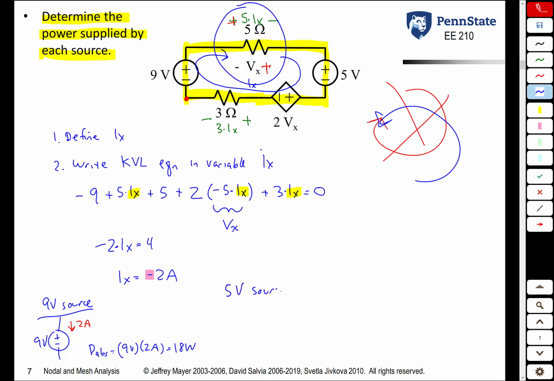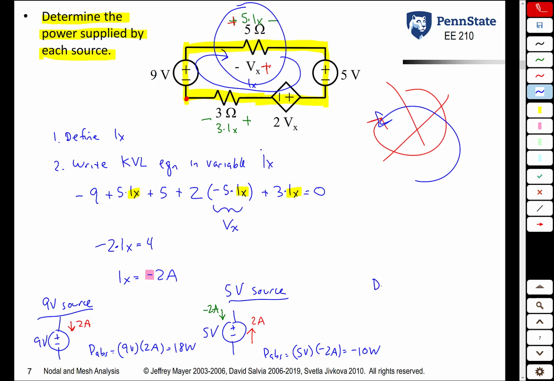For the 5-volt source, see what we have. Its voltage, of course, is 5 volts. The current is going from bottom to top. We have 2 amps going that way. So the absorbed power is the voltage across the source times the current into the plus terminal. The current into the plus terminal is minus 2 amps. So we write that as minus 2 amps using the passive sign convention. Minus 10 watts. So the second source actually delivers power.